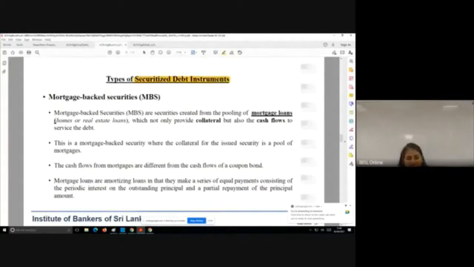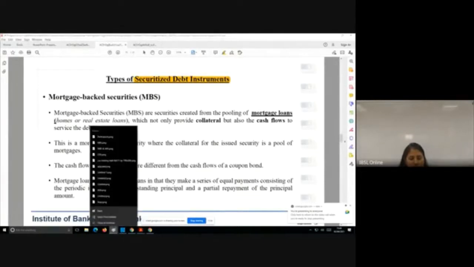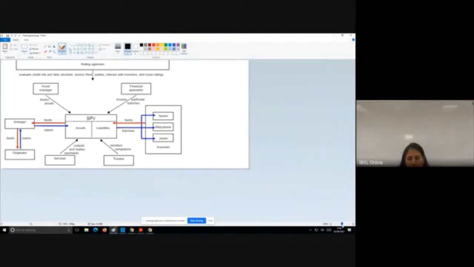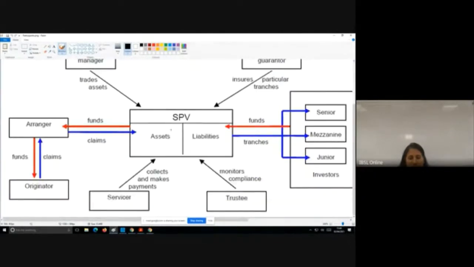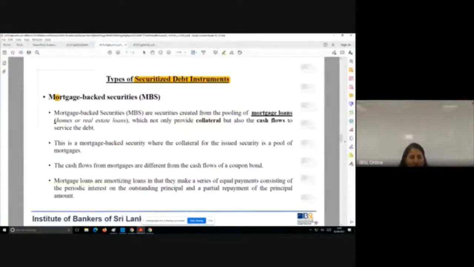Then we saw the types of securitized debt instrument. In other words, securitized debt instrument meaning backing this asset, you will give certain debt instrument, correct? Those are called securitized debt instrument. These debt instruments can be of two types. And these two types depend on that backing asset. If that asset is a mortgage loan, then this debt instrument is called mortgage-backed securities. If the asset is a non-mortgage asset, then it is called asset-backed security. So you have two types here for you.